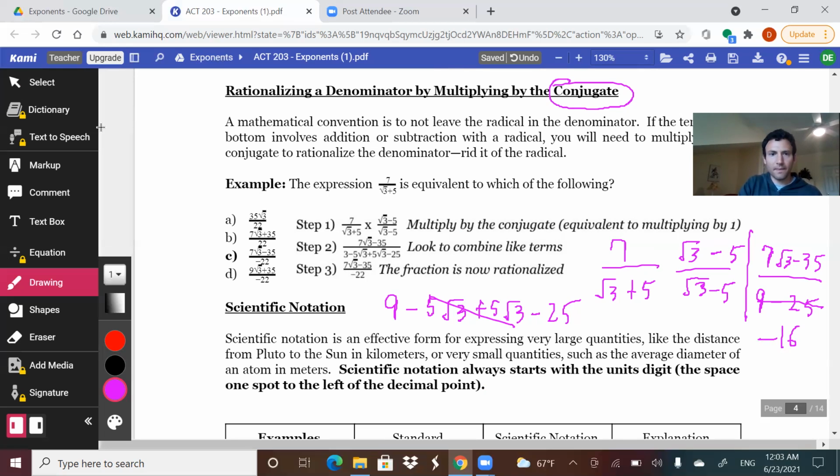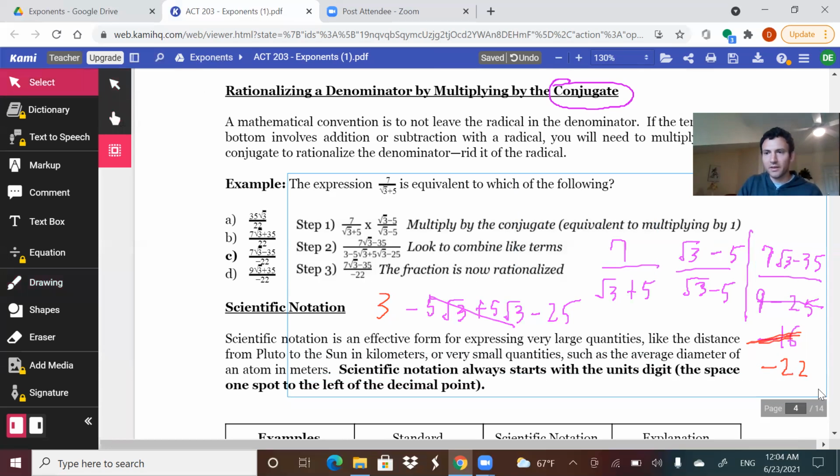So anyway. What did I do wrong? I'm saying minus 22 here. Oh, because root 3 times root 3 is not 9. You're probably screaming at the video. I am really sorry there. Root 3 times root 3 is 3. So 3 minus 25 is going to be negative 22. My apologies on that. So 7 root 3 minus 35 over negative 22.